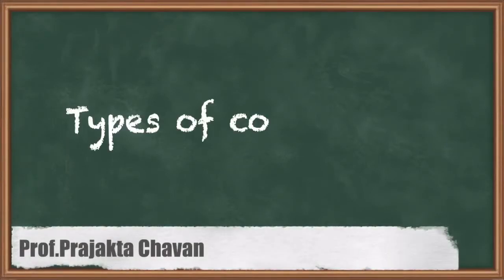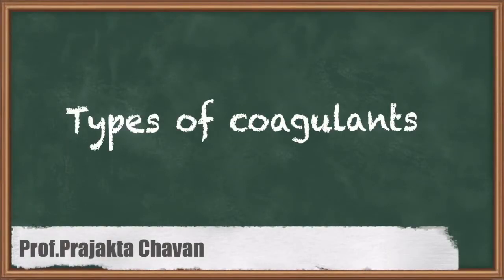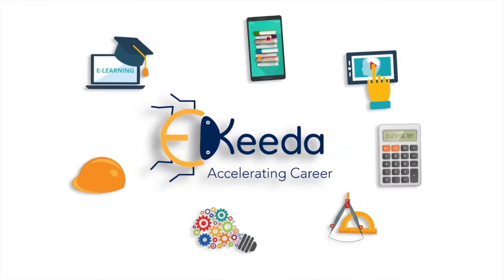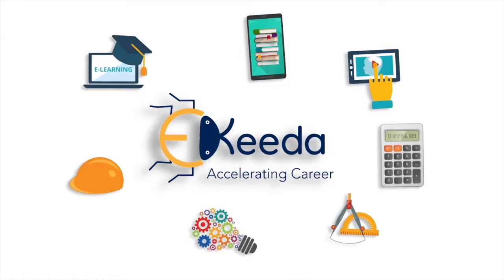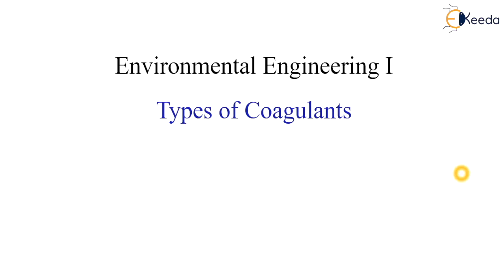Hello everyone. In this lecture, we are going to see different types of coagulants under the subject of Environmental Engineering. Different types of coagulants are used in the coagulation and flocculation process, which is part of a water treatment plant. So, let's see different types of coagulants.